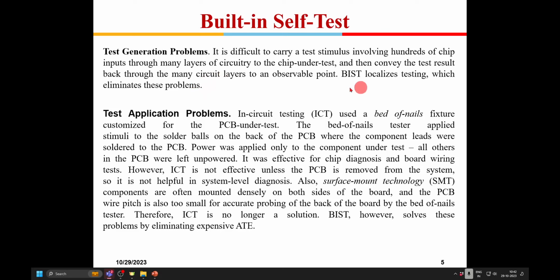Whereas BIST doesn't require any test equipment. Okay, so you could do some localized testing, and the entire testing process can be faster.